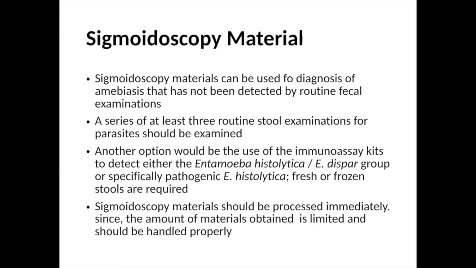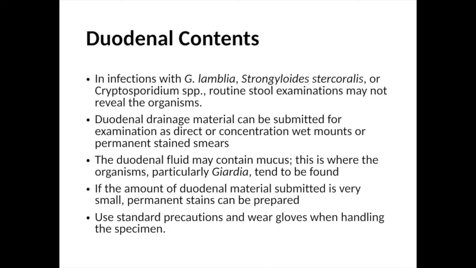Other options could be used, like immunoassays, to detect and differentiate between Entamoeba histolytica and Entamoeba dispar. The same applies to other infections, for example with Giardia lamblia, Cyclospora, or Cryptosporidium species. These sometimes, in routine stool examination, may not reveal the presence of any organisms.